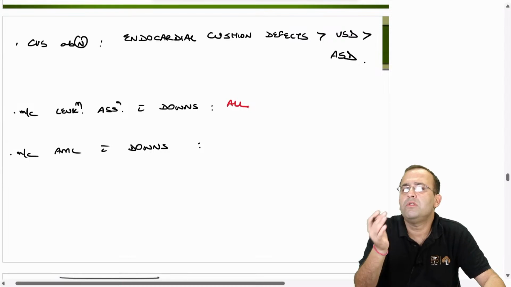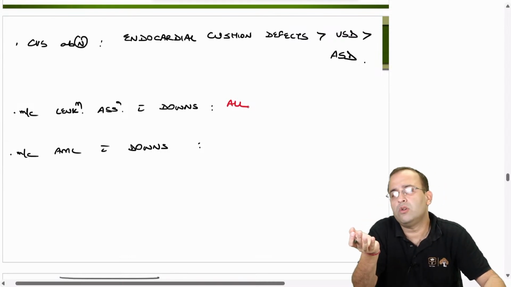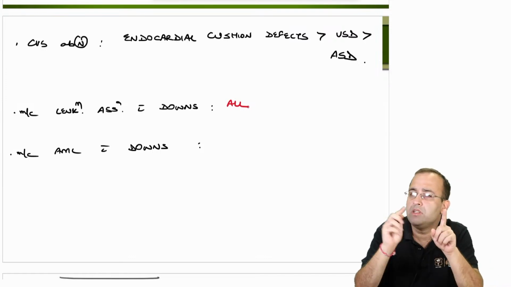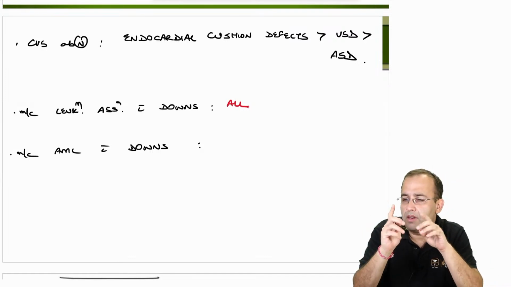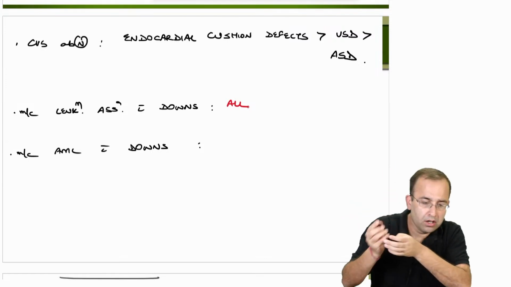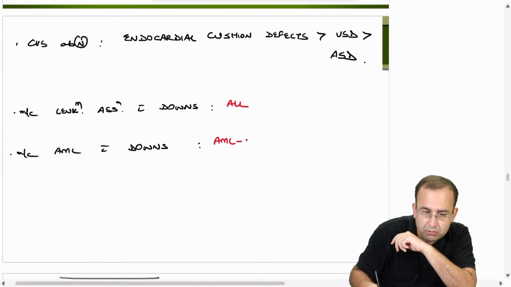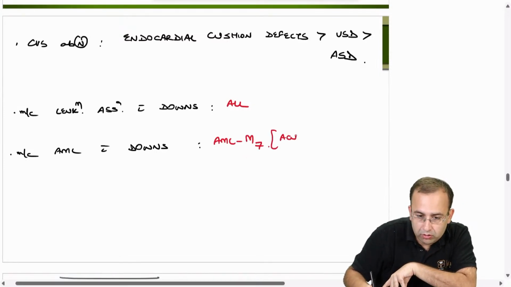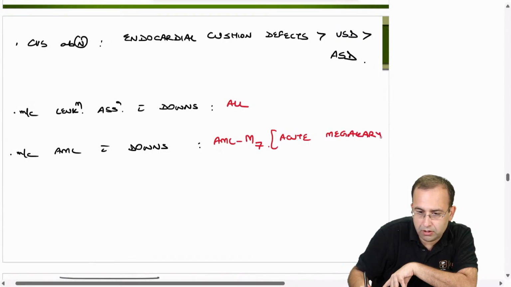Which is the most common leukemia seen in children? ALL, acute lymphoblastic leukemia. AML is divided into M0 to M7. Overall, least common AML is AML M7, the last digit. But it is the most common AML in Downs, AML M7, also called as acute megakaryocytic leukemia.